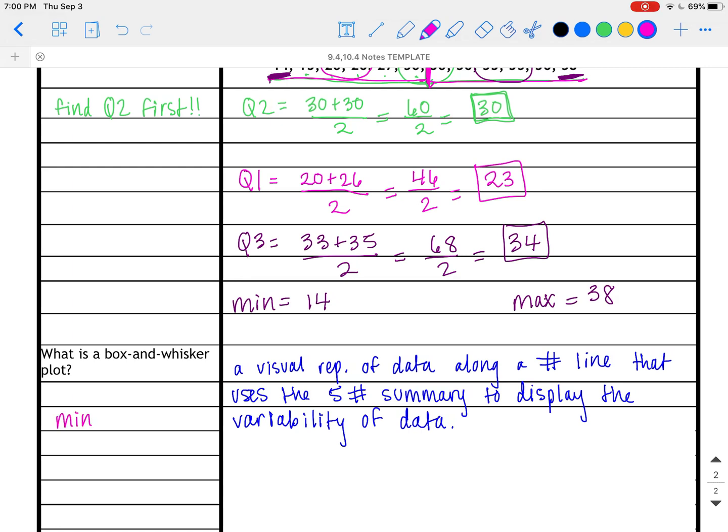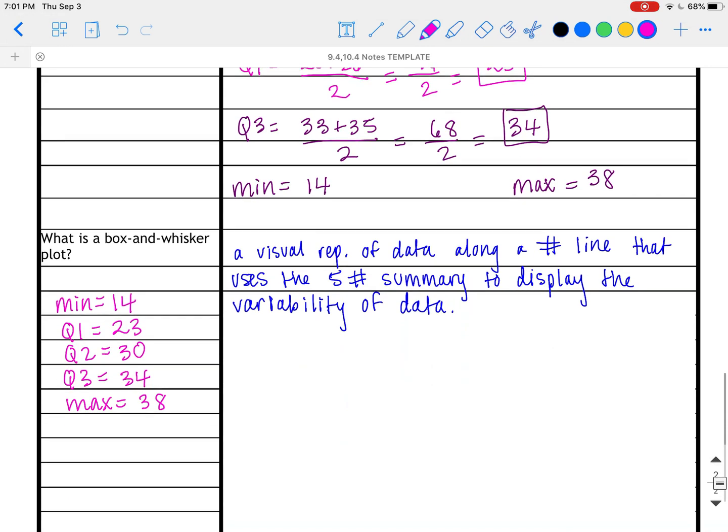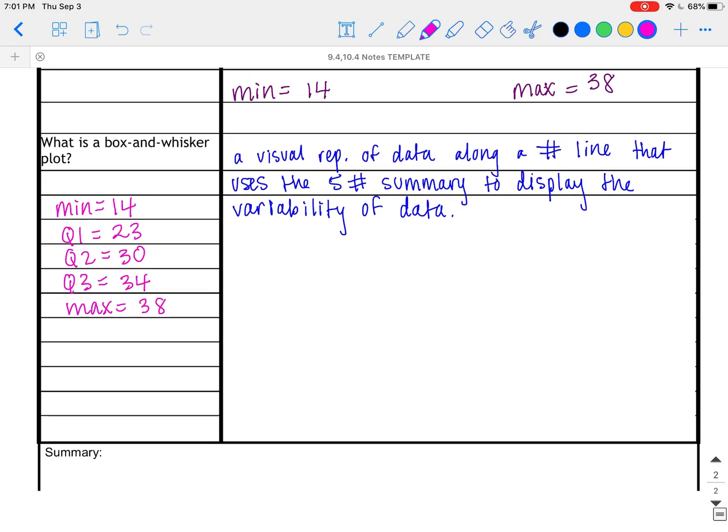So I'm going to write our minimum value, which equals 14. I'm going to write our Q1, which equals 23, our Q2, which equals 34, our Q3 equal to, oops, I mixed those up. Wait, Q2 was supposed to equal 30, and Q3 was supposed to equal 34, and our max value was 38. All right, so when we scroll down here, we are now going to create our box and whisker plot.